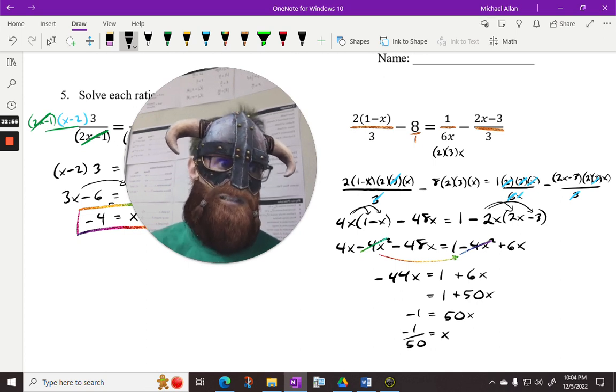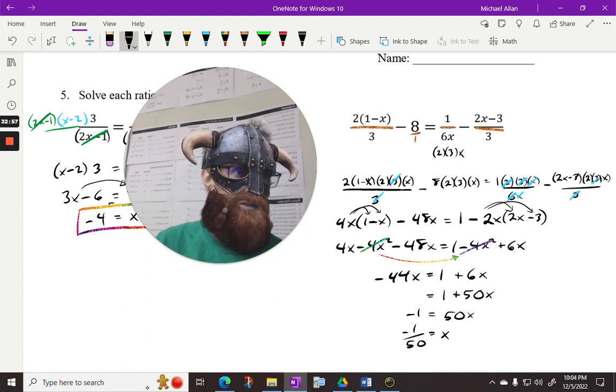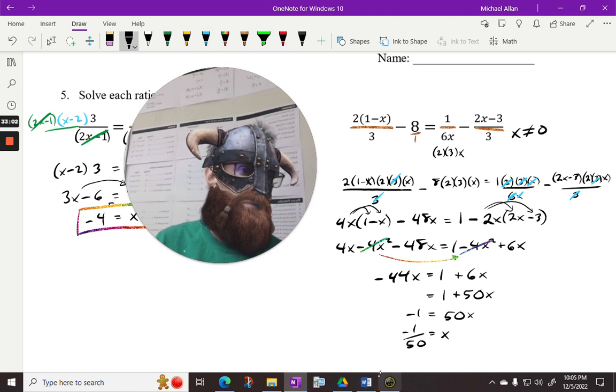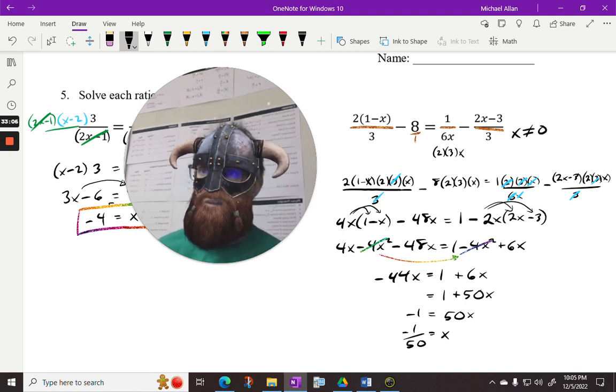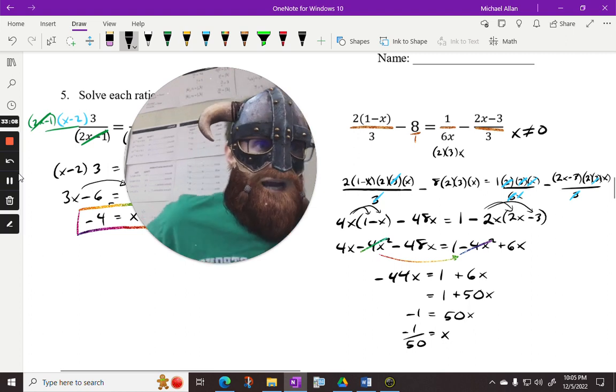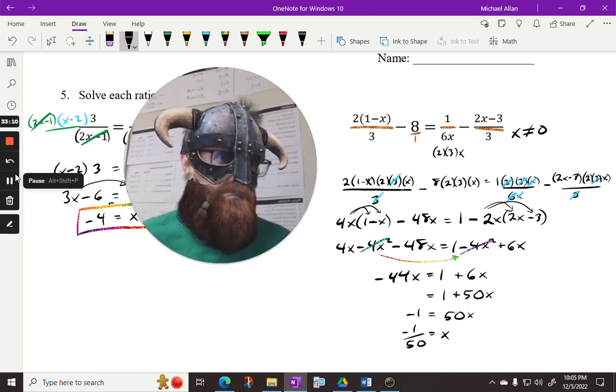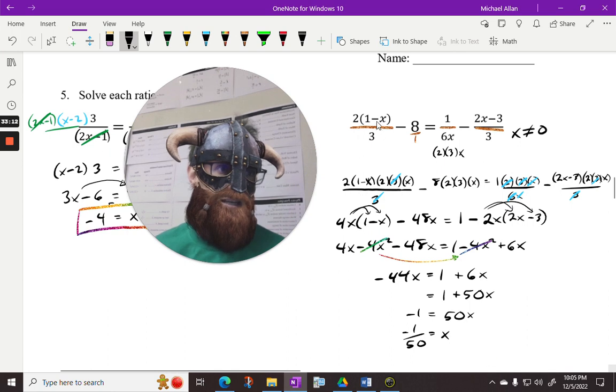It's a weird answer. It's not one of my non-permissible values. Actually, I only have 1 up here. x cannot be 0. So if we did this correctly, hopefully it's right. Now there is a way to check. You just graph this in your calculator, see if it works, or just put that number back in there, right?